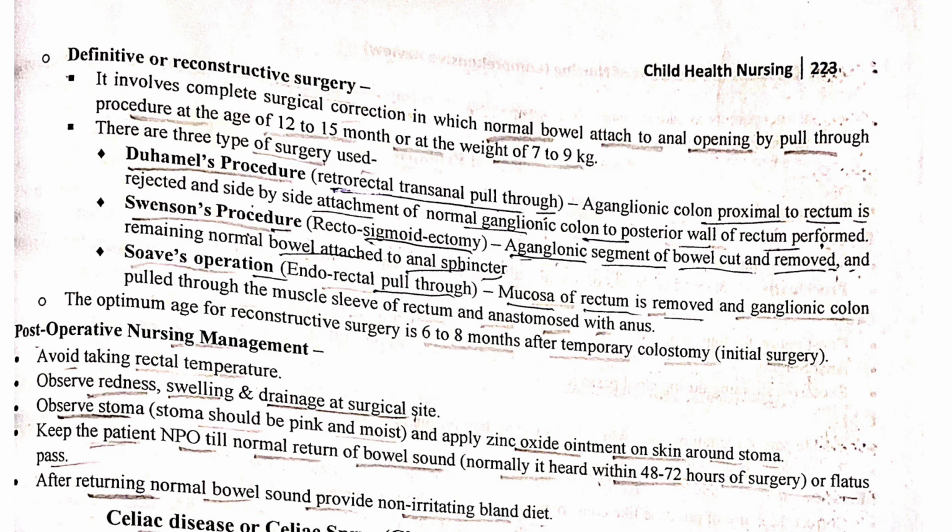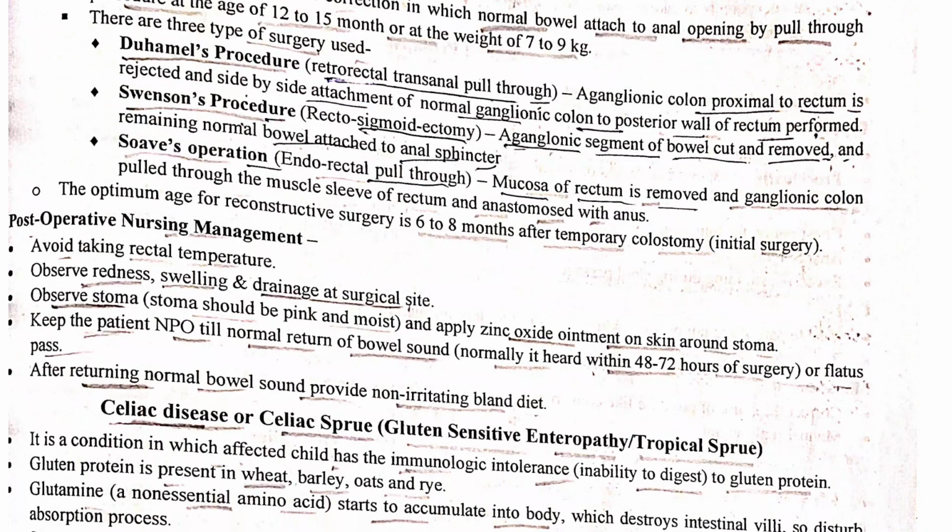After temporary colostomy, initial surgery, postoperative nursing management: avoid taking rectal temperature, observe redness, swelling, and drainage at the surgical site. Observe the stoma. The stoma should be pink and moist, and apply zinc oxide ointment on the skin around the stoma. Keep the patient NPO till normal return of bowel sounds, normally within 48 to 72 hours of surgery, or flatus passes. After return of normal bowel sounds, provide a non-irritating bland diet.